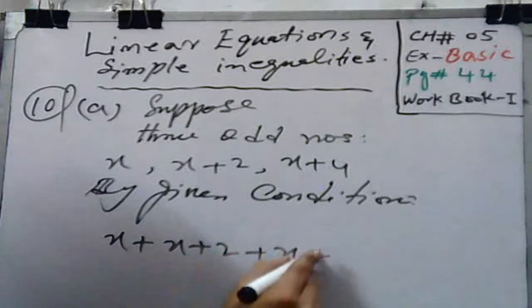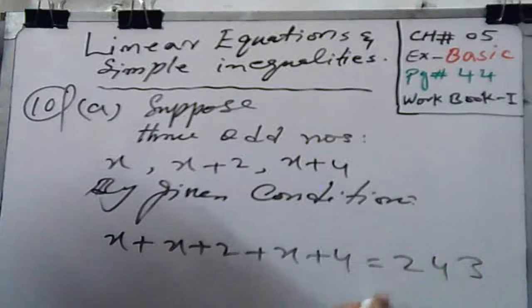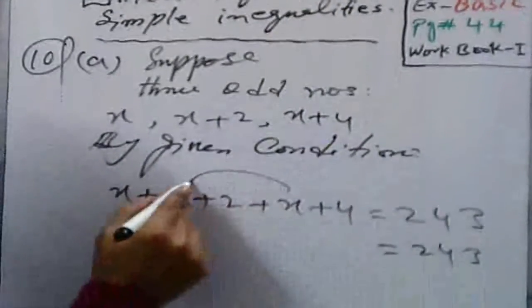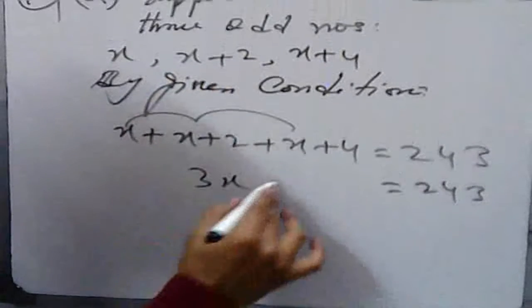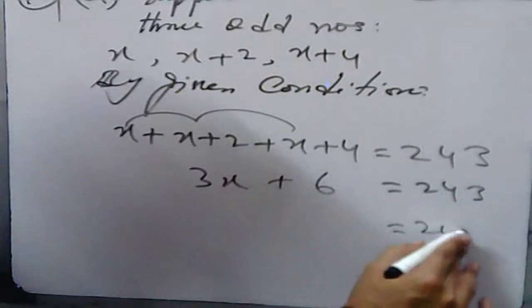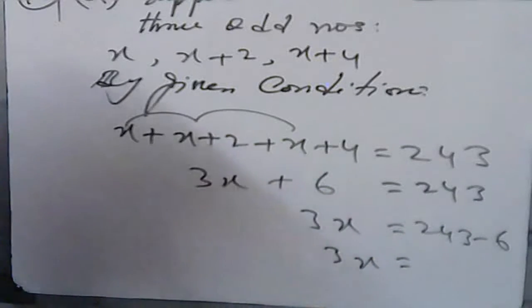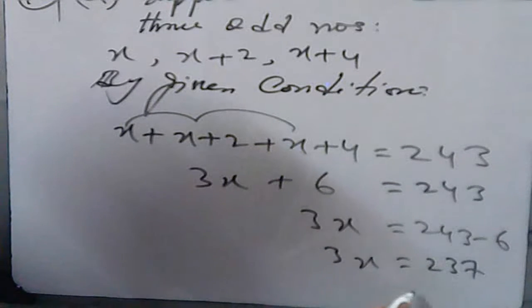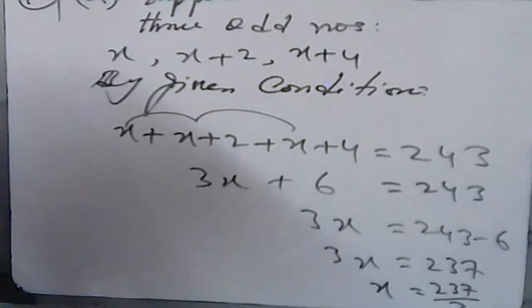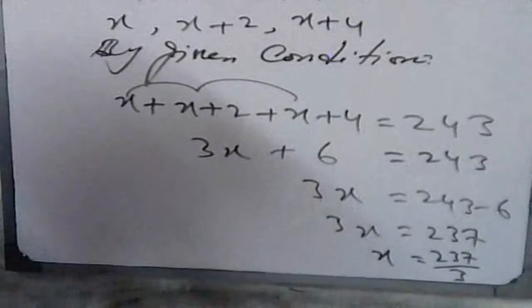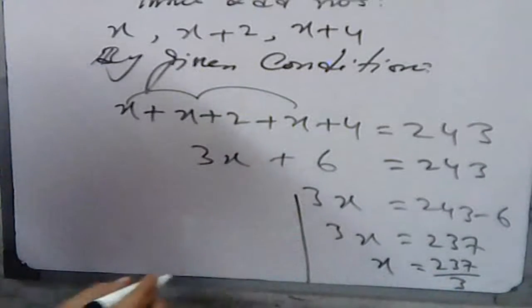So 243 minus 6, the constant term should be shifted to one side and the variable to one side, so you will get 3x equals 243 minus 6, which is 237. The value of x is 237 divided by 3. When you divide this by 3, it is divisible, so therefore the value of x is 79. So the value of x is 79.